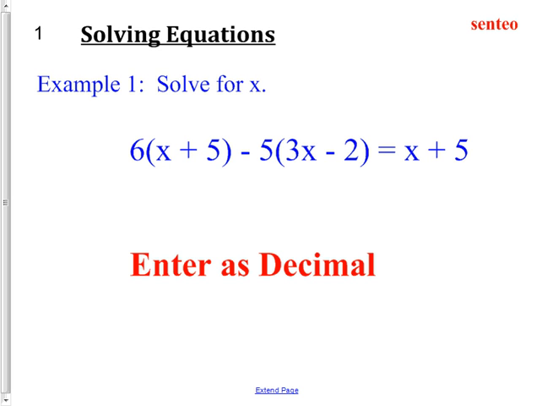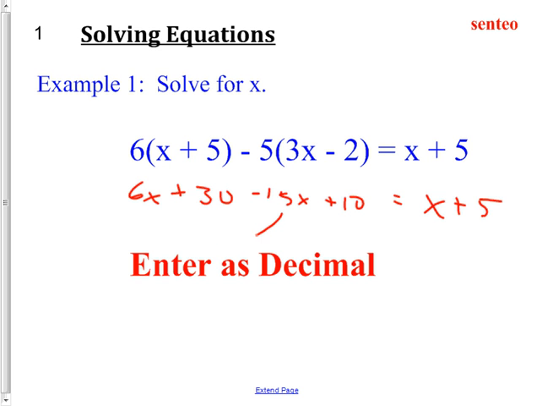Okay, we should just go 6 times x, 6x, 6 times 5 is 30, negative 5 times 3x is negative 15x, positive 10 equals x plus 5. Anybody find a mistake in there? Okay, there was an oops.